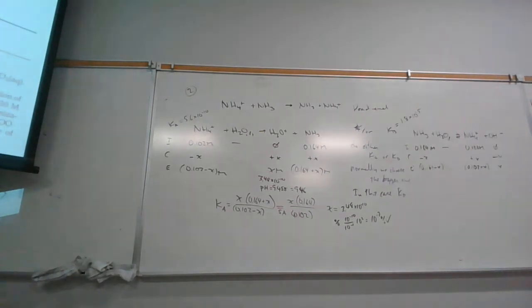So I'm going to have 1.8 times 10 to the minus 5 times 0.164 divided by 0.102. And so again, x equals 0.00028942, etc.